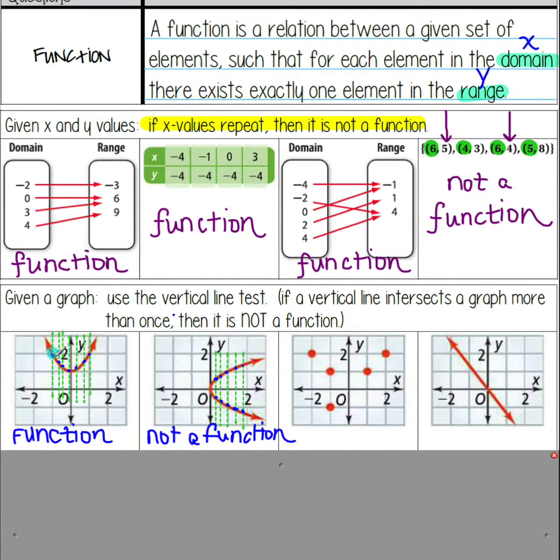So these were continuous graphs, and now we're looking at a discrete graph. Remember that discrete graphs are points that aren't connected, so they're individual pieces of data. You do need to make sure that you go through the points on those. So I'm going to draw a vertical line as best I can through each one of those points, and then I'm going to go back through and see if they pass the vertical line test or not.